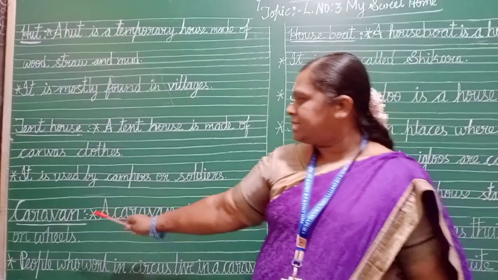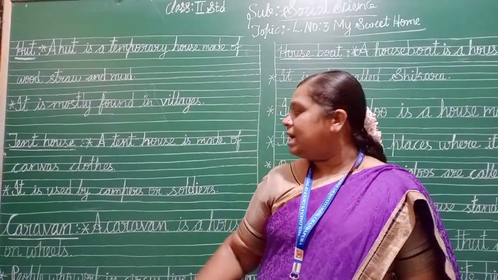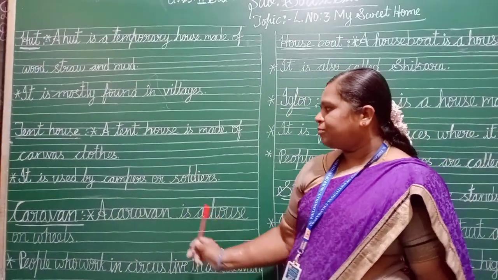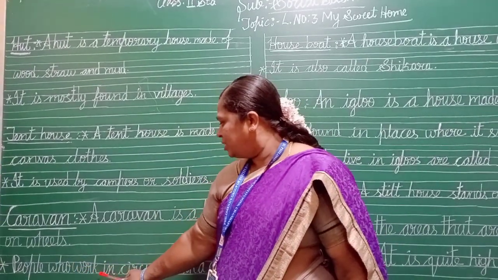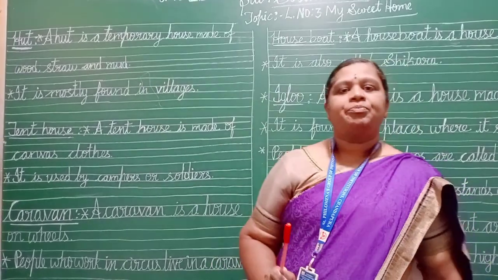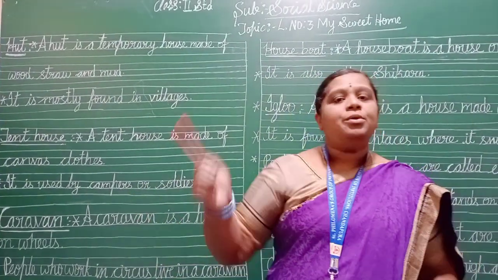The next one is caravan. What is that? A caravan is a house on wheels. People who work in the circus live in a caravan. So a caravan is a house on wheels.